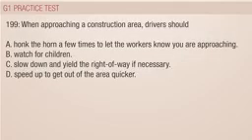Question 199. When approaching a construction area, drivers should A. Honk the horn a few times to let the workers know you are approaching. B. Watch for children. C. Slow down and yield the right-of-way if necessary. D. Speed up to get out of the area quicker.